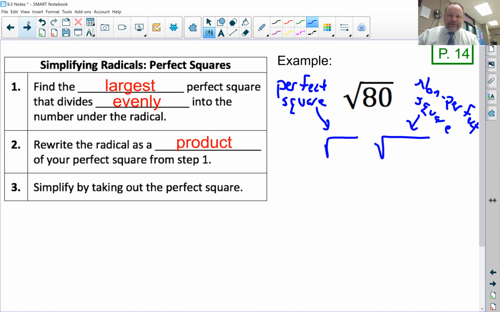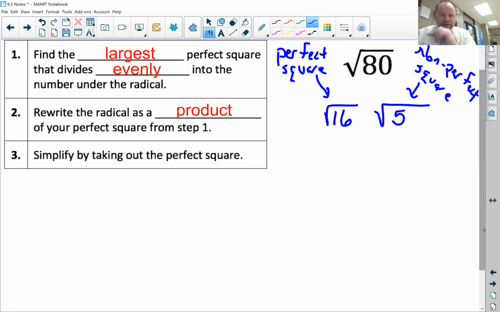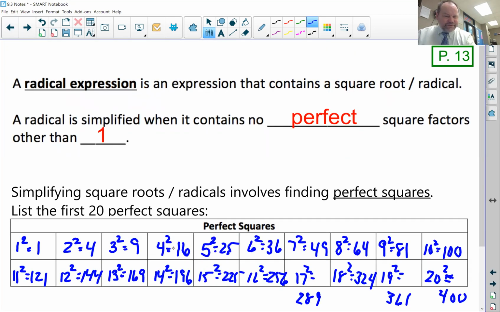So after 36, then I try 25. 25 doesn't work. That gives me 3.2. Again, pretty close, but not quite. After 25 is 16. 80 divided by 16 is 5. That works. So my perfect square is 16. My stuff that's left over, 80 divided by 16, is 5. And now I finish by taking the square root of 16. And again, looking at my list, the square root of 16 is 4.